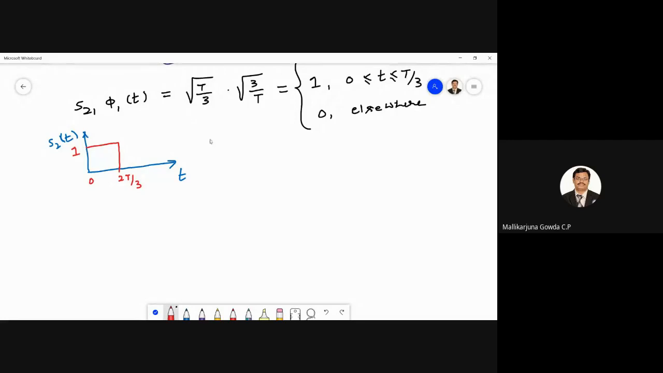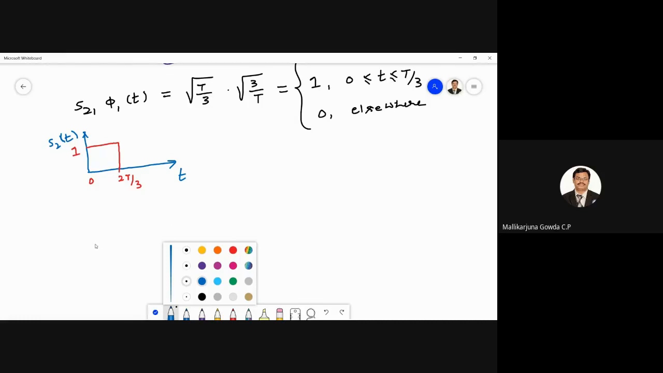No, no, it will not be 0. That is why I said no. The expression for G2 of t is what I wrote. It is S2 of t minus S21 pi 1 of t, right? So I found what is S21 pi 1 of t, and I know what is S2 of t, right? So that one only I am finding now, G2 of t.